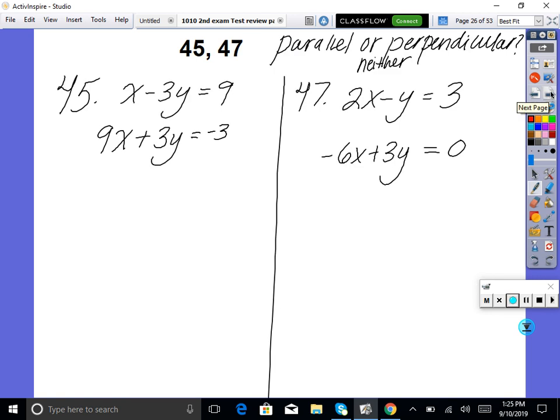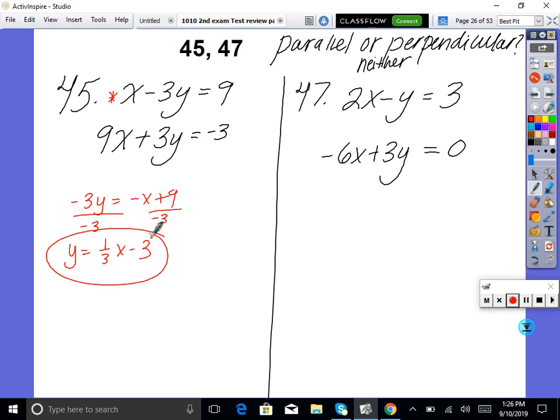Okay, let's read number 45. Is it parallel or perpendicular? You'd want to get them into y equals mx plus b form. So right here I'm going to on top subtract x. So then I would have negative 3y equals negative x plus 9, divided by negative 3. So y equals 1/3 x minus 3. Okay, circle that. Let's do this one.